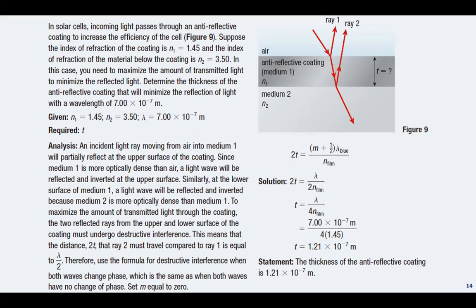So to maximize the amount of transmitted light through the coating, the two reflected rays from the upper and lower surface of the coating must undergo destructive interference. This means that the extra distance 2t that ray two must travel compared to ray one is equal to half lambda. Therefore, use the formula for destructive interference when both waves change phase, which is the same as when both waves have no change of phase. We can set m equals zero to save on the use of materials for the coating. So we have the following relationship here: 2t equals (m plus 1/2) times lambda over n film.